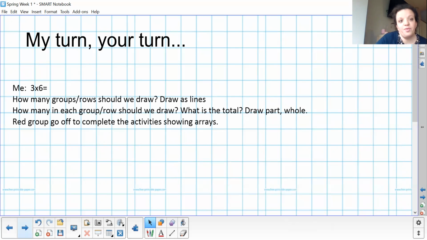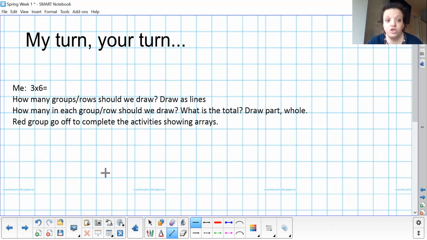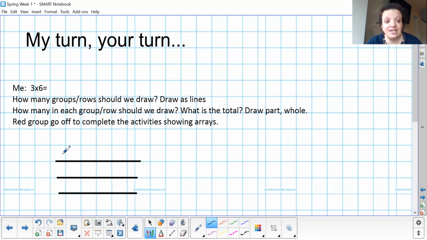So the first one we're going to do together is going to be 3 times 6. So remember times, we can replace it with groups of. So 3 groups of 6. So how many rows are we going to draw? We're going to draw 3 rows because we've got 3 groups. 1, 2, 3. And then how many should go in each group or in each row? So we've got 3 groups of 3 rows of 6. So we can put 6 in each row.